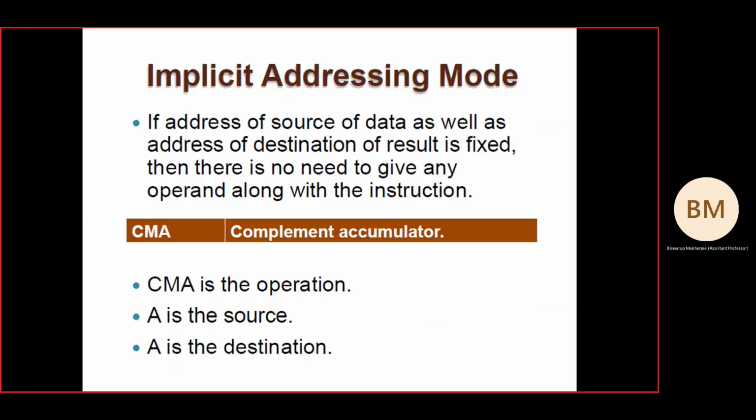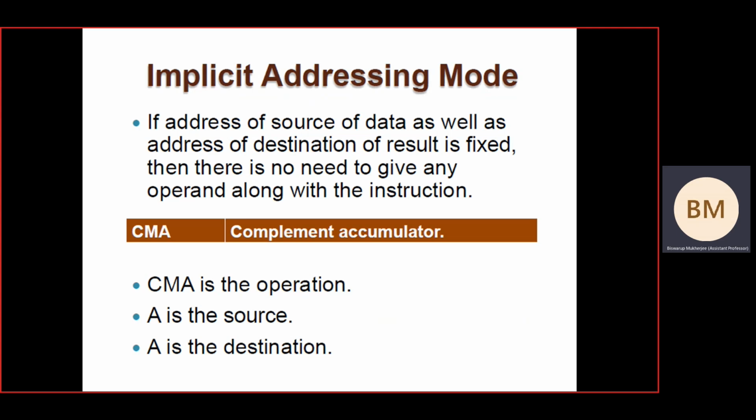What is that? If the address of the source of data as well as the address of the destination of the result is fixed, then there is no need to give any operand along with the instruction. So at that time you can just provide one particular instruction. If your source is fixed, your destination is also fixed.